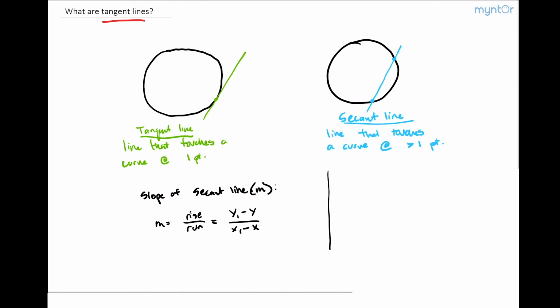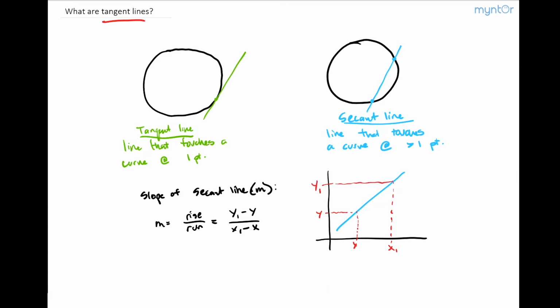And to show you what I mean by that, let's go ahead and just draw a graph, and let's go ahead and draw a line here. And let's mark some points on the graph here. We have an x right here, and we have an x1 right here, and we have a y, and we have a y1. And so if we were to calculate the slope of this line, we'll call that m, we would say that m is equal to y1 minus y over x1 minus x.